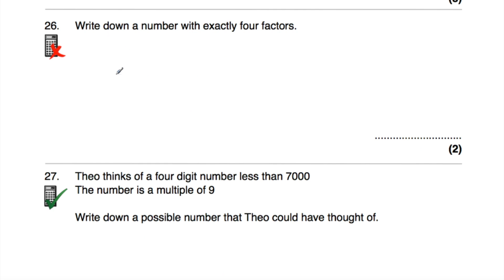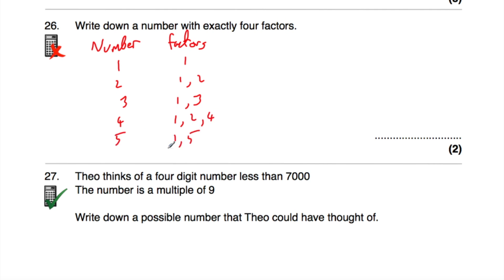Okay, so question number 26. Question number 26 says to write down a number with exactly 4 factors. So let's start off writing down some numbers. So 1, the factors of 1 are just 1. So no, it hasn't got 4 factors. 2, the factors of 2 are 1 and 2. So no. 3, that's 1 and 3. 4, the factors of 4 are 1, 2, and 4. That's got 3 factors, not 4 factors.